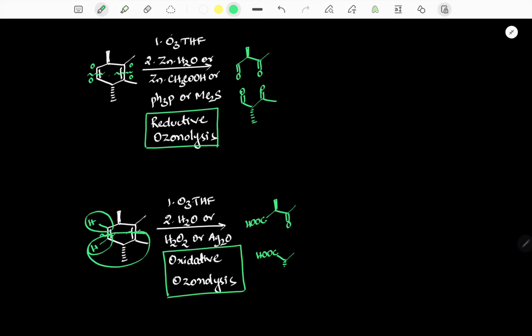Now this portion we write as carboxylic acid, and the other part as methyl, C=O, methyl. So in this case also we are getting a mixture of carboxylic acids, with the keto group in the beta position. It is alpha, alpha, beta. So it is a beta keto carboxylic acid.